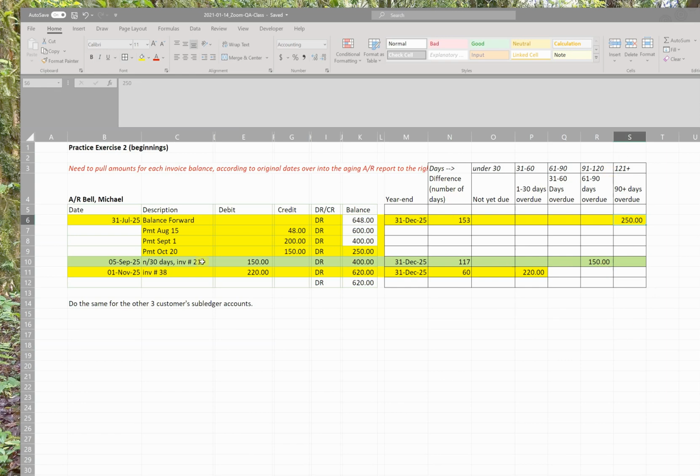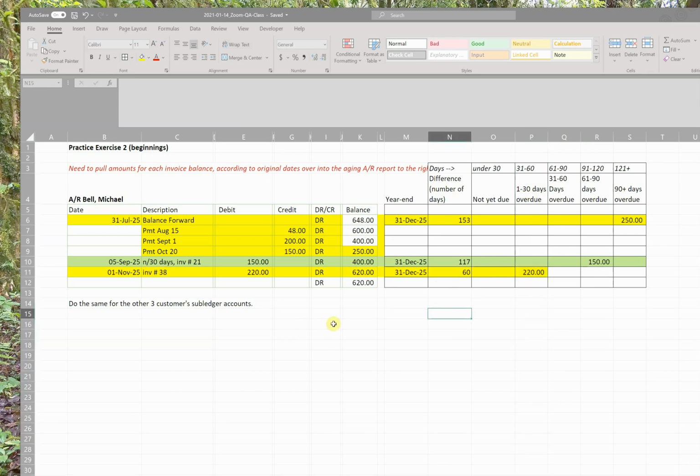And then for this invoice on September 5th, well, that's 117 days. But 117 days is more than 90, but it's not more than 121. It's actually between 91 and 120. So it falls in this 61 to 90 days overdue. And then the last example here is November 1st, which is 60 days since the invoice date, which means it's 1 to 30 days overdue. So it goes into this column.